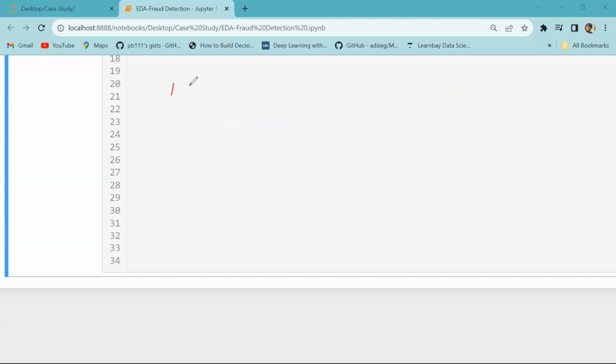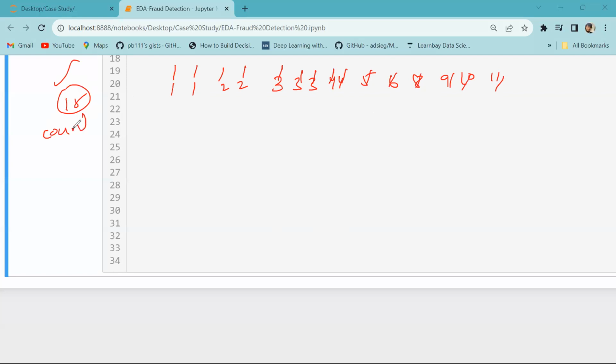For example, 1, 1, 2, 2, and 3, 3, 3, and now 4, 4, 5, 6, 8, 9, 10, 11. So I have data something like this. This is 1, 2, 3, 4, 5, 6, 7, 8, 9, 10, 11, 12, 13, 14, 15. There are 15 elements. This is your count.